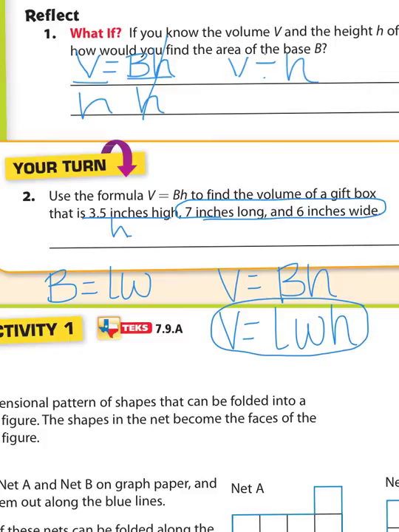So we're going to do 3.5 times 7 times 6, and that is going to multiply to 147. So it's 147 inches cubed.